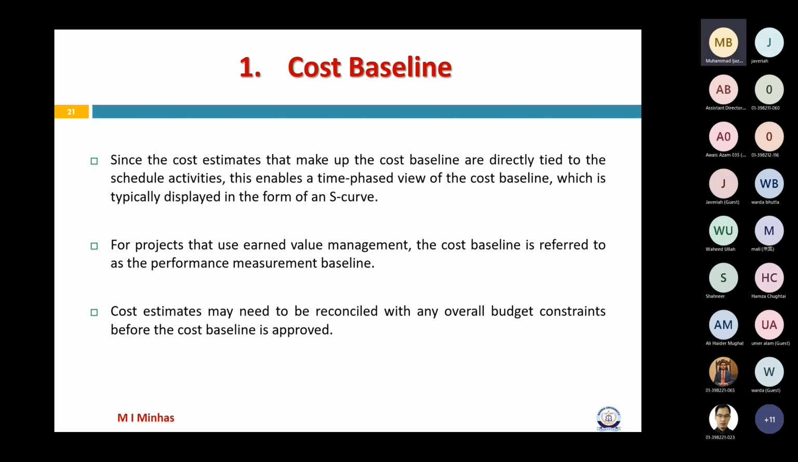Now, since the cost estimates that make up the cost baseline are directly tied to the scheduled activities, this enables a time-phased view of the cost baseline, which I've already covered. And generally, this makes an S curve. They call this curve an S curve. Project management literature is very fond of declaring everything an S curve. So this is generally the shape of the baseline curve that we get, right? But it is not necessary that you get an S curve all the time, but many times the cost baseline is also called an S curve. Is it clear?